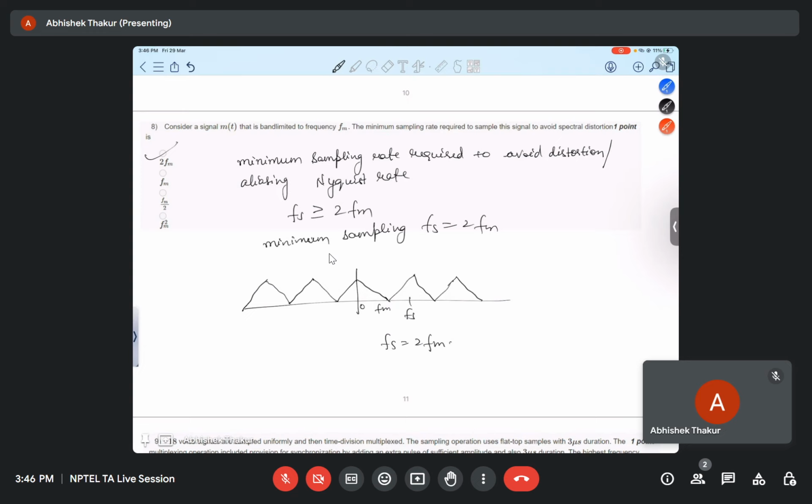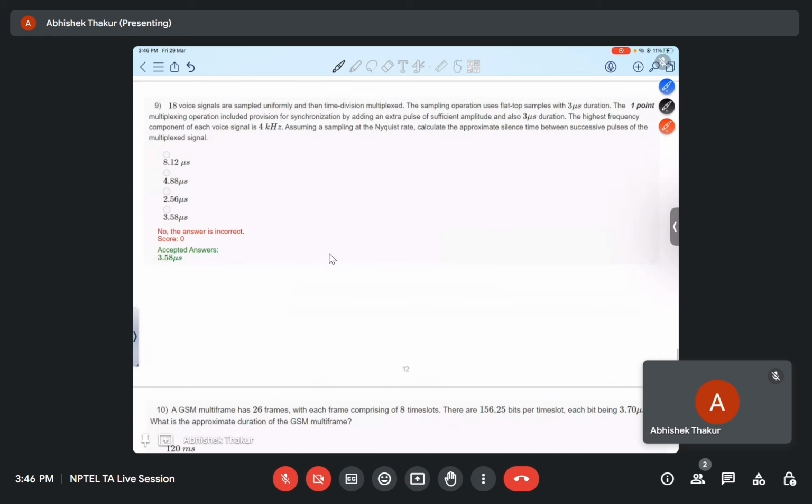So we'll move on to question number 9. In this question it is given that 18 voice signals are sampled uniformly and then time division multiplexed. The sampling operation used flat top samples with 3 microsecond duration. The multiplexing operation included provision for synchronization by adding an extra pulse of sufficient amplitude and also 3 microsecond duration. The highest frequency component of each voice signal is 4 kHz. Assuming sampling at the Nyquist rate, calculate the approximate silence time between successive pulses of the multiplex signal.